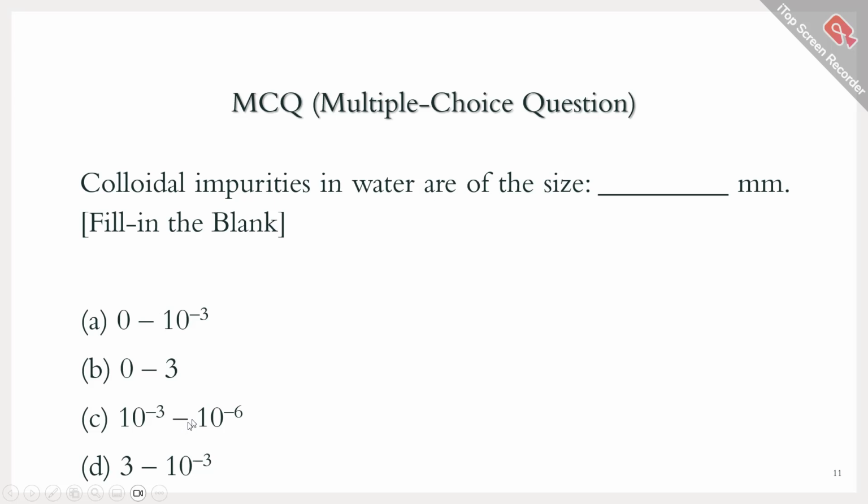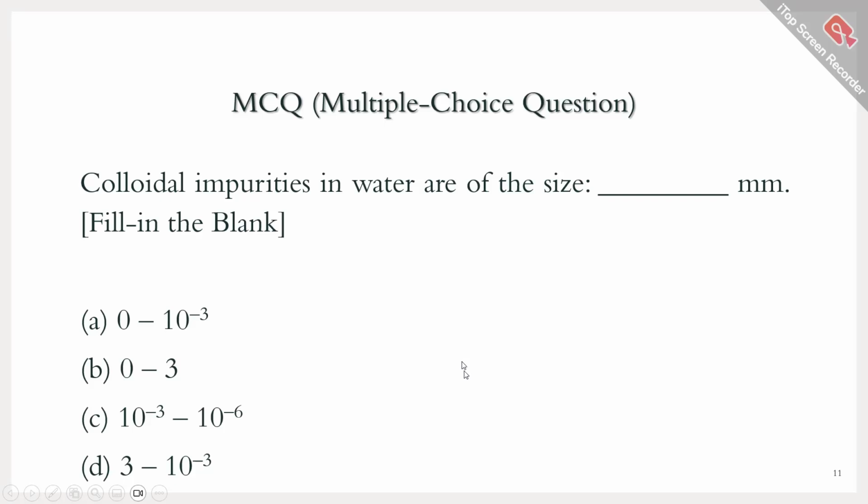That is the answer. So 10 to the power minus 5 to 10 to the power minus 7 meter means that many meter into 1000 millimeter. So if you multiply 10 to the minus 5 and 10 to the minus 7 with 10 to the power 3, that becomes 10 to the power minus 2 to 10 to the power minus 4, right? Or 10 to the minus 3 to 10 to the minus 4, like that.